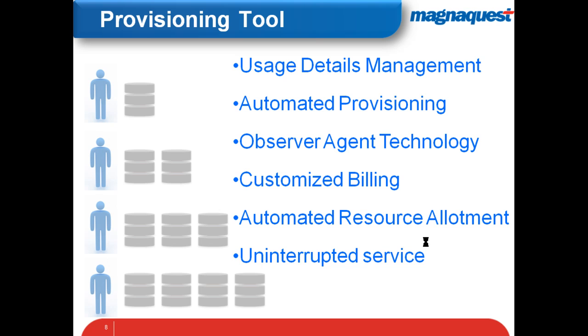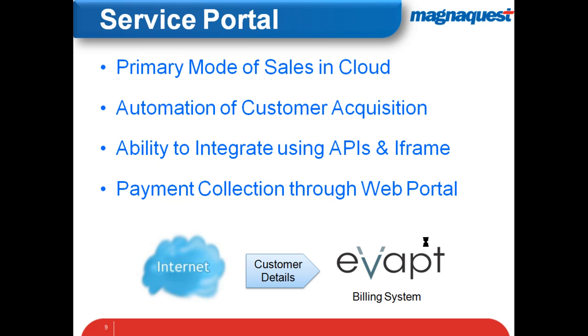You'll be able to customize the bill generated for your customers, so you have probably different groups of customers subscribing to multiple plans with various terms and conditions. Which means each customer's bill is unique, and this has to be enabled by the provisioning tool. You should be able to allot resources automatically without any manual intervention, exactly in line with your customer's demands. And all this will sum up to ensuring uninterrupted service to your customers, which is the bottom line.